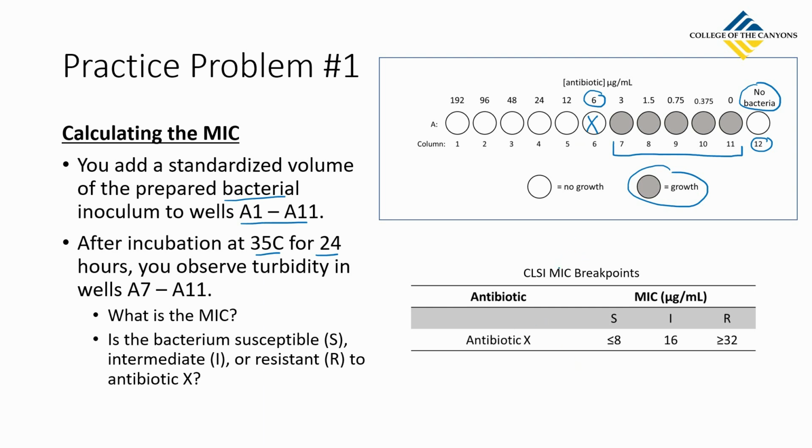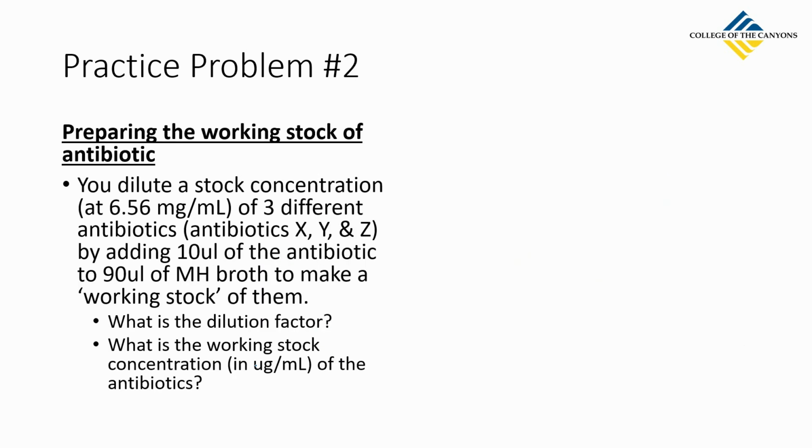So using the MIC breakpoints from a CLSI chart here, we see that 6 is less than 8, so that we can say that this bacterium is susceptible to antibiotic X. All right, let's try another one.